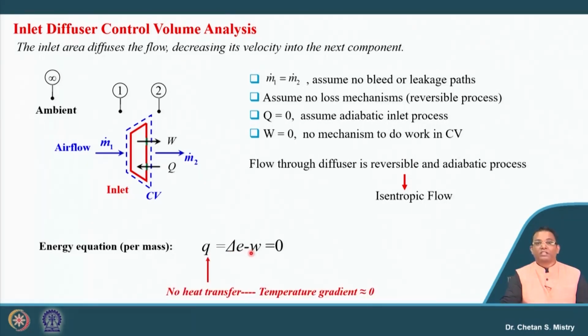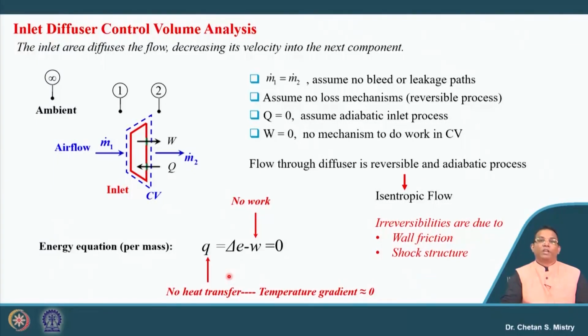In this case we are considering there is no heat transfer because there is no temperature gradient, and there is no work done. That means my delta E, or my E, remains constant. In this condition, I cannot consider this as an actual working condition, because we are having irreversibility coming into the picture, and these irreversibilities are because of my wall friction and my shock structure, as we have discussed earlier.